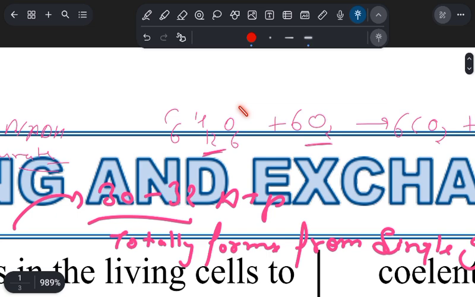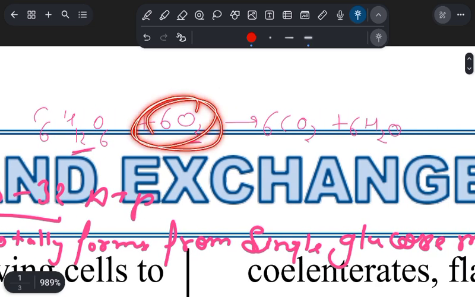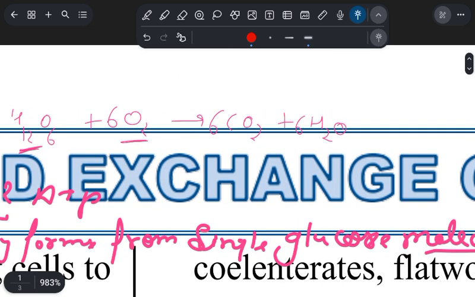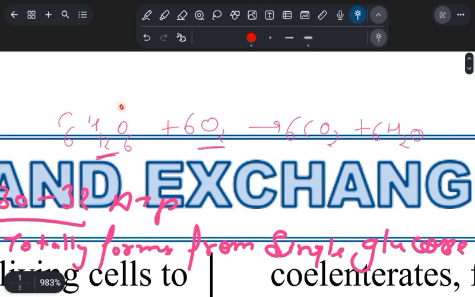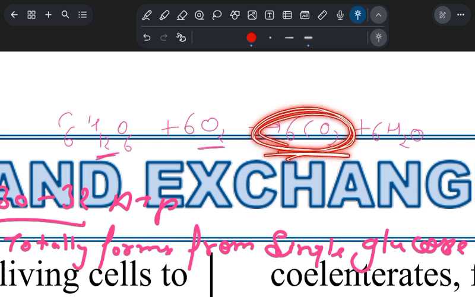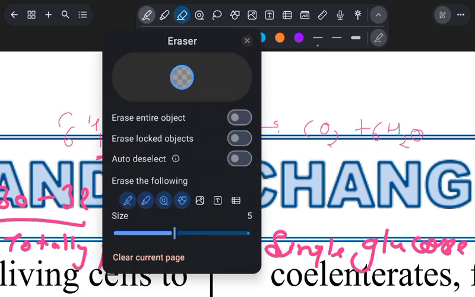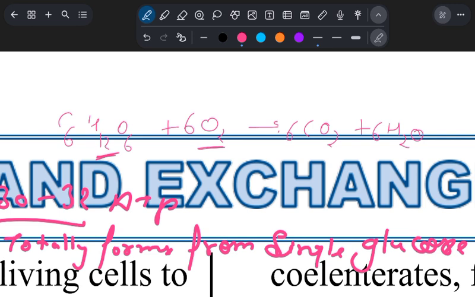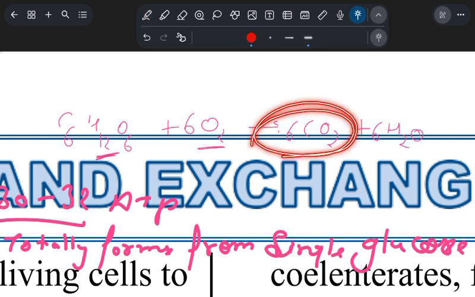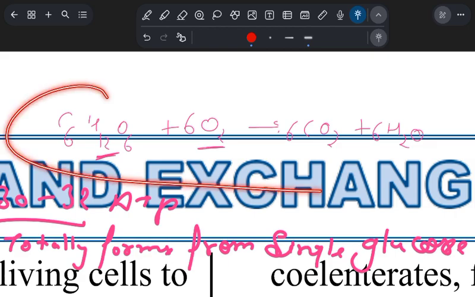And here is the reaction: C6H12O6 requires 6 O2 molecules. That's a good point to remember. 6 O2 molecules are required for utilization of 1 glucose molecule. 6 CO2 molecules form and 6 water molecules form. Sorry, a single CO2 molecule will form? No, that was correct, I was wrong. 6 CO2 molecules will form. Yes, this whole reaction is correct now.